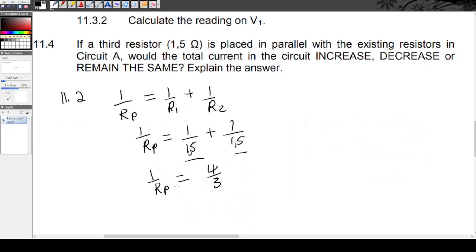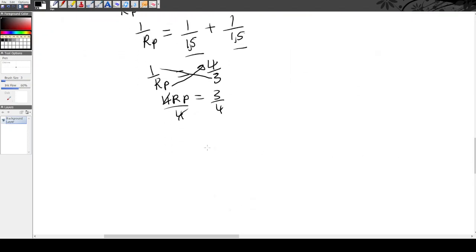Then from this 4 over 3, you cross multiply. The same process as in video number 1. We're trying to solve for Rp, so we cross multiply. So 1 will multiply the 3 and Rp multiplies the 4. So 4Rp becomes 3. Then divide by 4 because we want to find Rp. 4 cancels, and Rp becomes 3 over 4, which is the same thing as 0.75 ohms. Oh yes, hope that part makes sense.